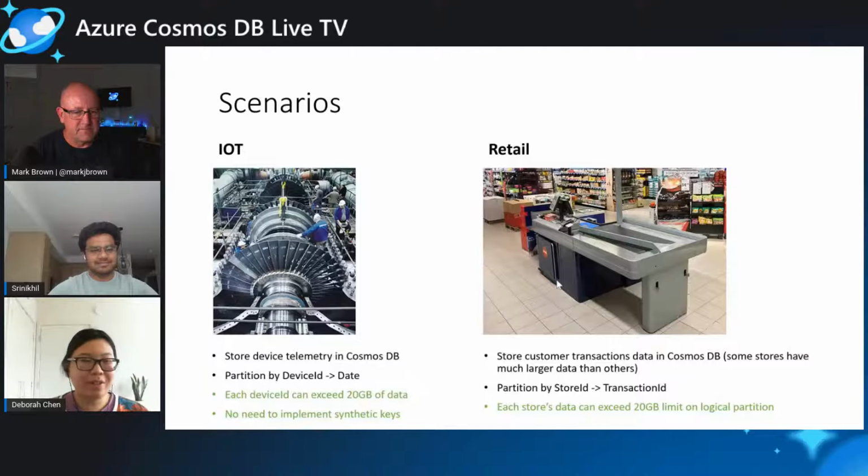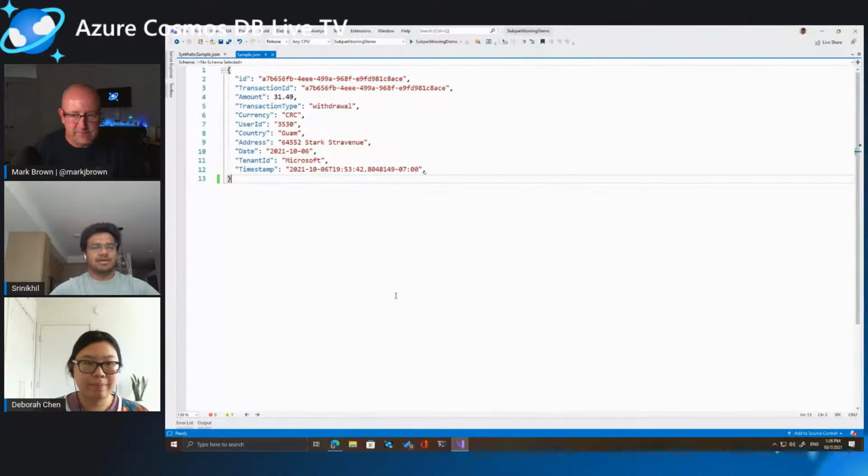So I'll turn it over to Srinakil, who's going to show a demo of the feature in action. Thank you, Deborah. Let's look at a quick demo and mirror the example that Deborah gave us. Let's compare three different containers: one partitioned by a tenant ID, then a synthetic key, and then a hierarchical partitioning key container.